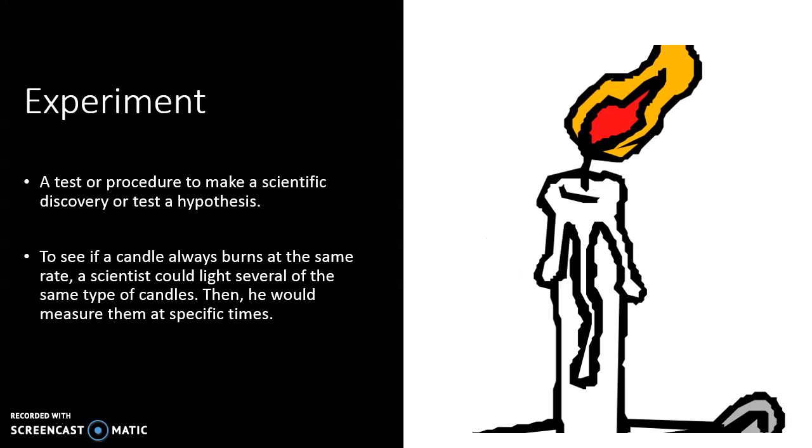Alright, so now we're on to the experiment. An experiment is a test or procedure to make a scientific discovery or to test a hypothesis. So our experiment that we discussed earlier is to see if a candle always burns at the same rate. And the scientists could light several of the same types of candles and then measure them at specific times to see if they are all burning at the same rate.